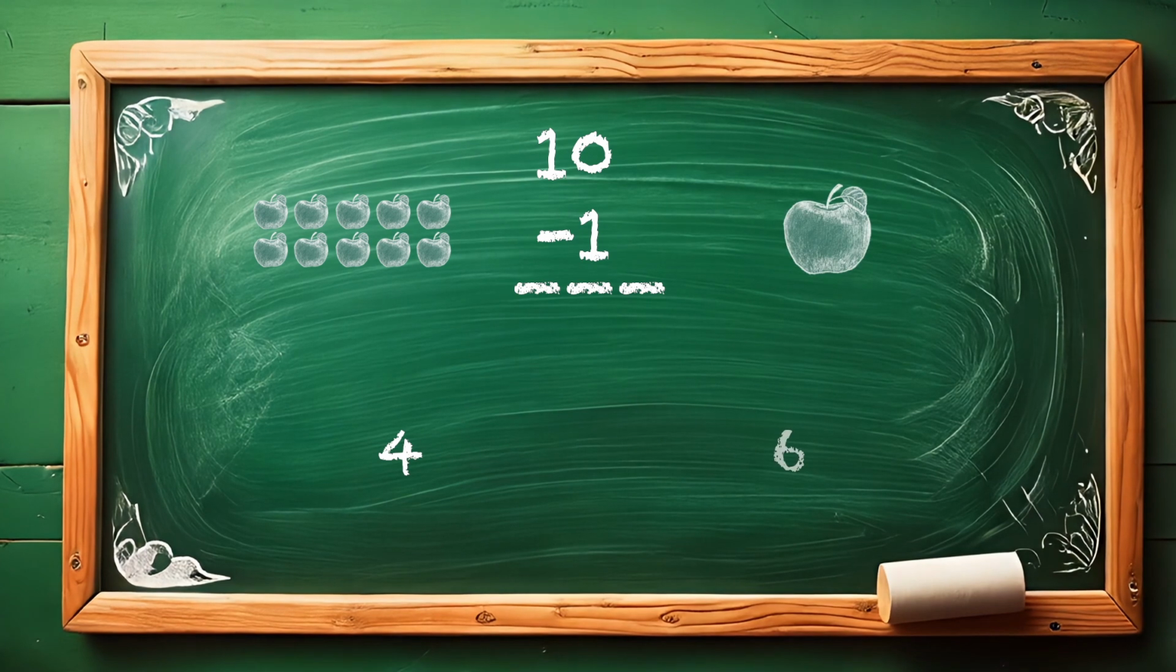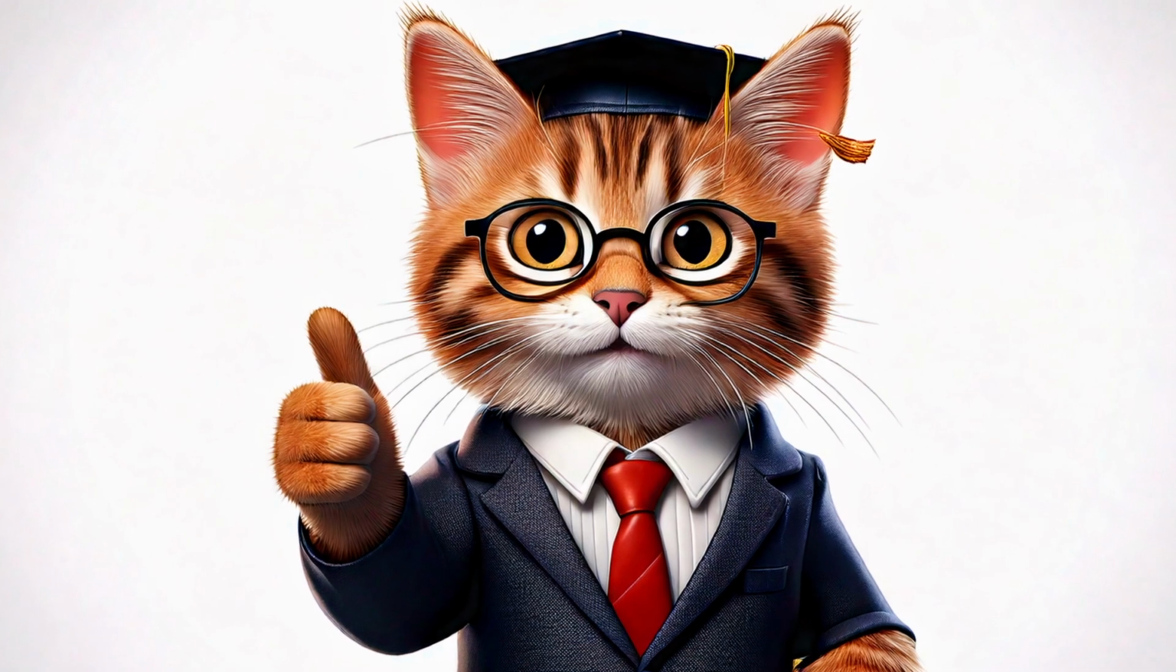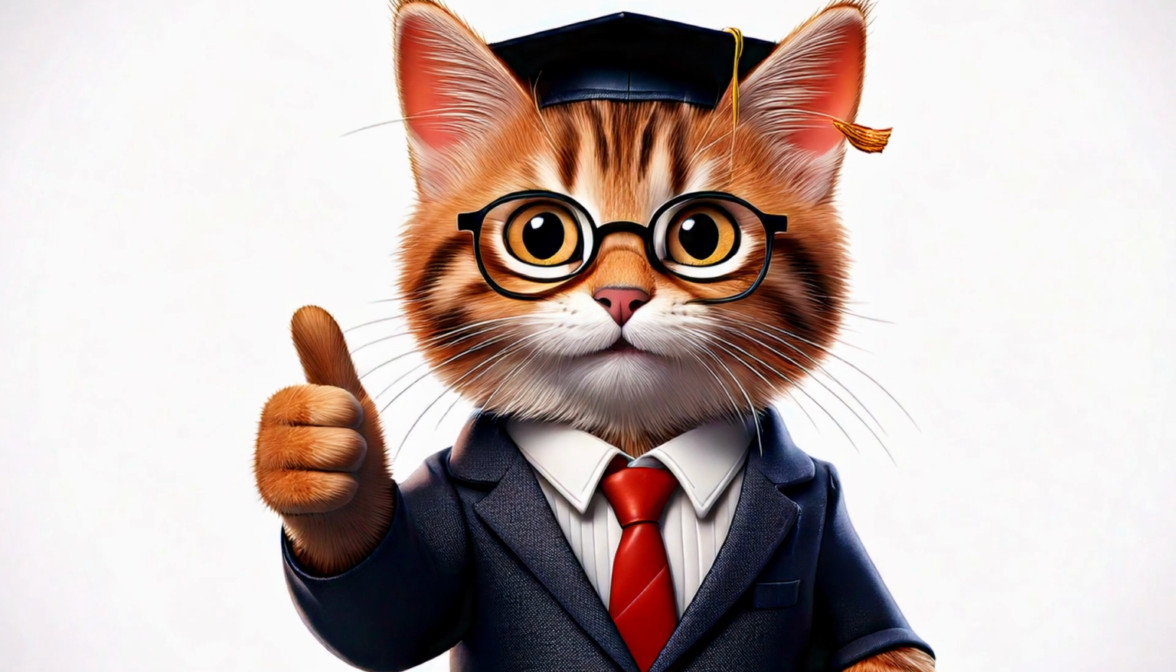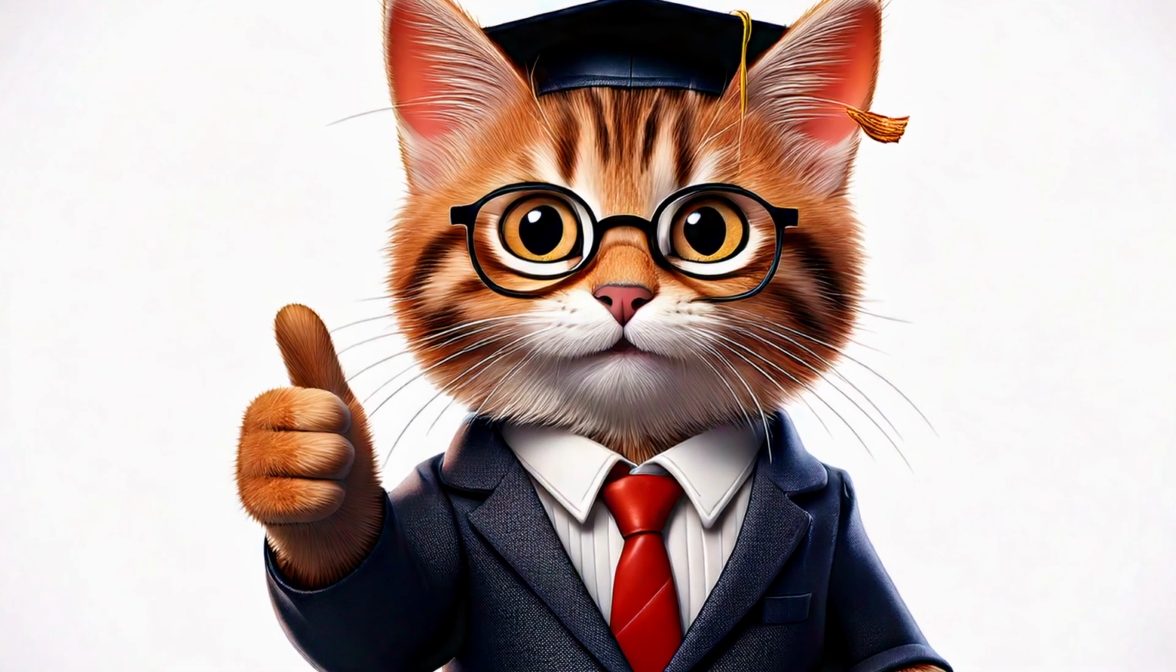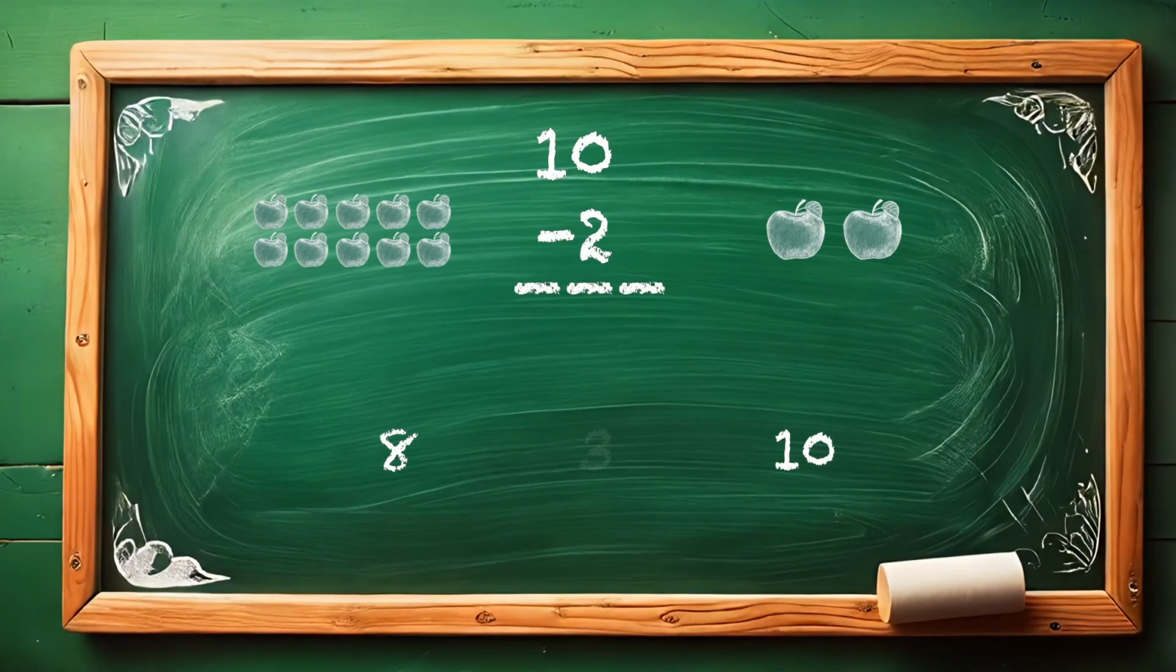If you have 10 apples and you take away 1, do you have 4 apples, 9 apples, or 6 apples left? 10 minus 1 equals 9. If you have 10 apples and you take away 2, do you have 8 apples, 3 apples, or 10 apples left? 10 minus 2 equals 8.